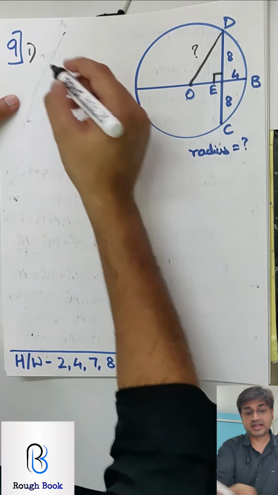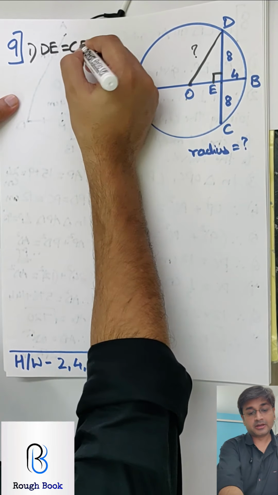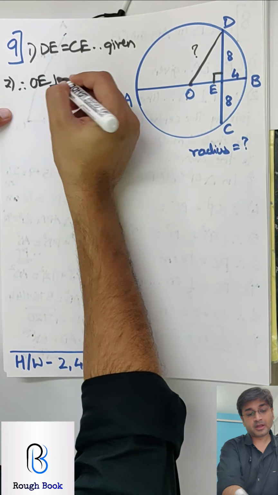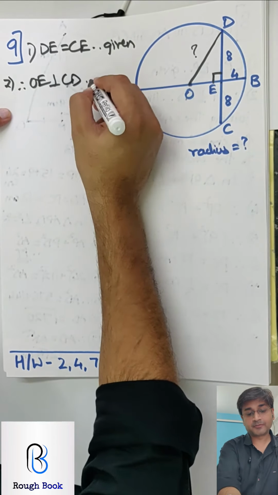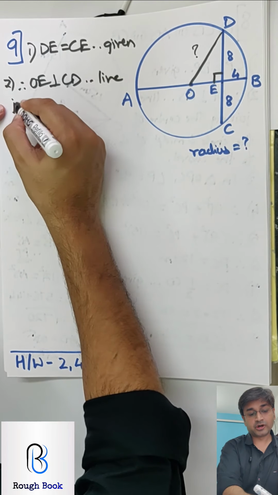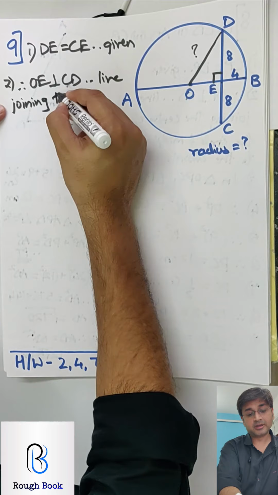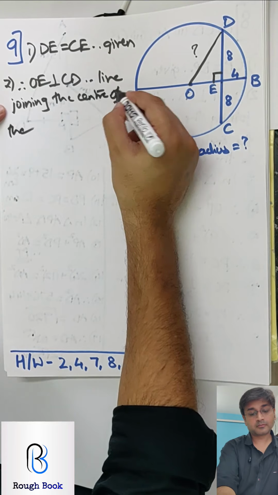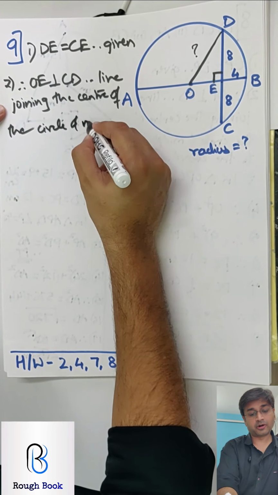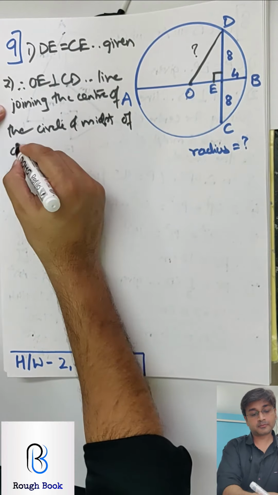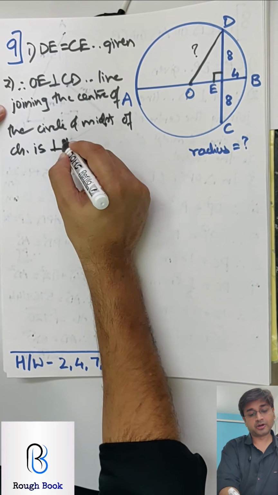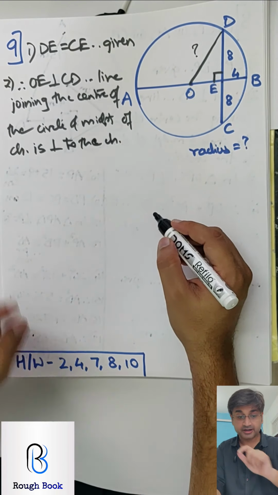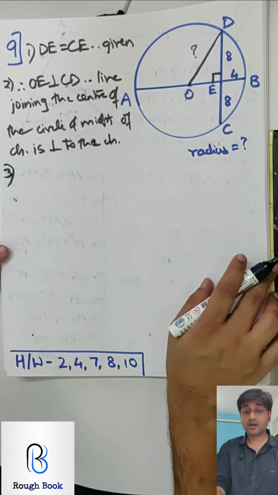So first let's prove that this is 90. We will say DE equals CE, given, and therefore OE is perpendicular to DC. Reason: line joining the center of the circle and midpoint of the chord is perpendicular to the chord. In the exam, you should not write any of these abbreviations. You have to write complete. Right now I don't have place, so I'm writing it. You don't do that, please.